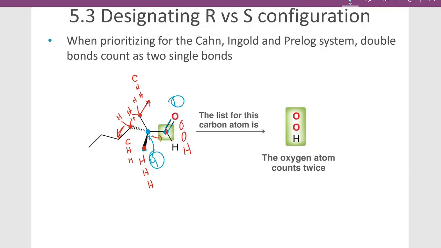Now I've got to move away until I find the first point of difference. Moving away, this carbon has hydrogen, hydrogen, hydrogen. Moving away, this carbon has carbon, hydrogen, hydrogen. So this is going to be priority number 2, and this one's going to be number 3.